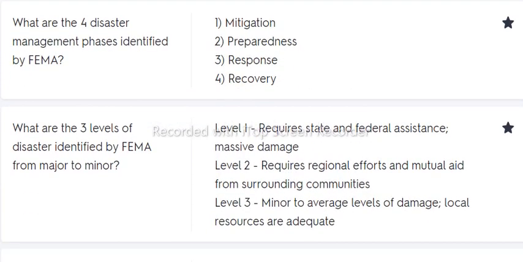What are the 4 disaster management phases identified by FEMA? 1. Mitigation. 2. Preparedness. 3. Response. 4. Recovery.